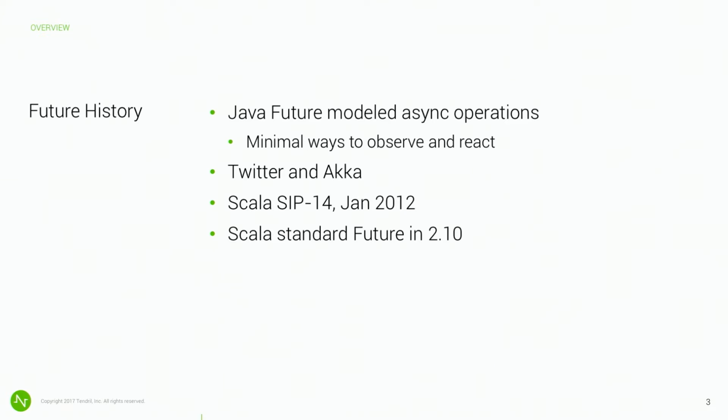Way back in the day, probably 2006 or 2007, we started to develop in Java this future representation that let us represent a value that has not completed yet. But at the time, we really couldn't do anything with that. We could say, is it done yet? Or let me block and wait for it. And that's not a whole lot better than just blocking and waiting for the thing in the first place.